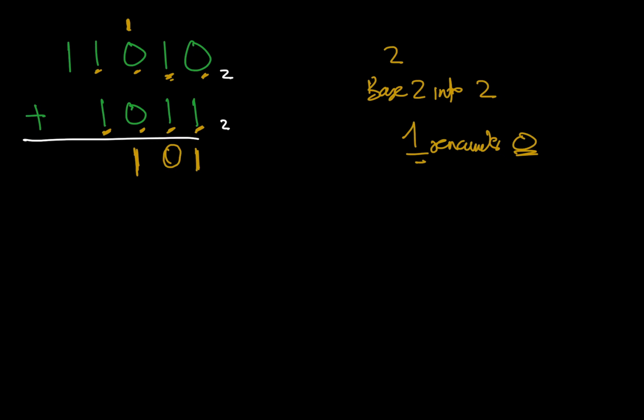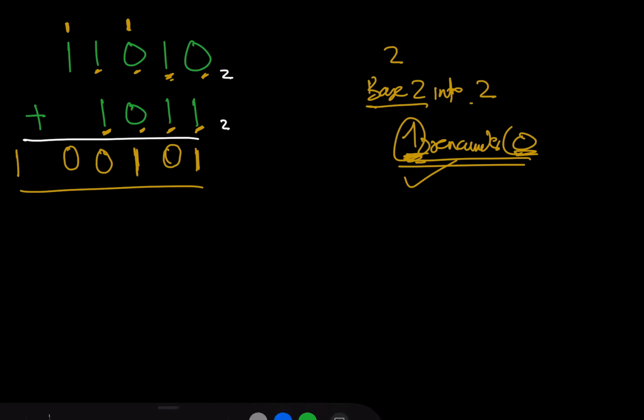Same thing. Base 2 into 2 is 1, remainder 0, right? And we said we always write the 0 first. So we wrote a 0, and this 1 we carry up here. Then we add that 1 to the 1, and we end up getting 2 again. Having 2 is the same as 1 remainder 0. So the remainder is always written first, and then we put a 1 here. Basically, our answer becomes 100101 in base 2. Is that okay?